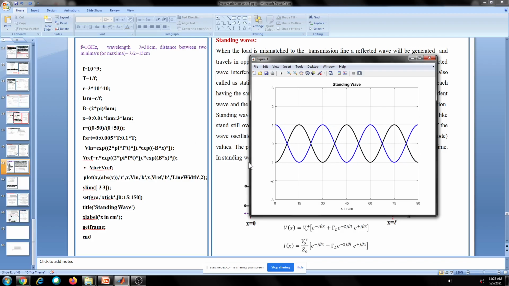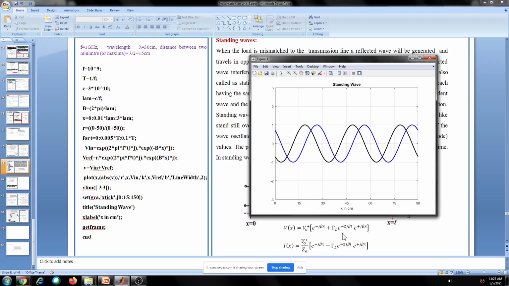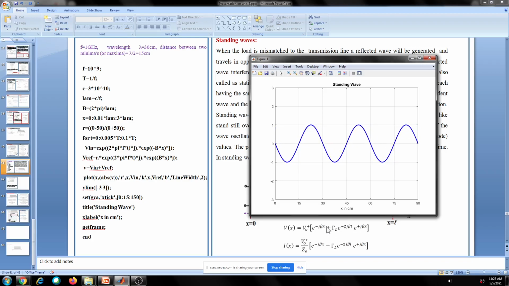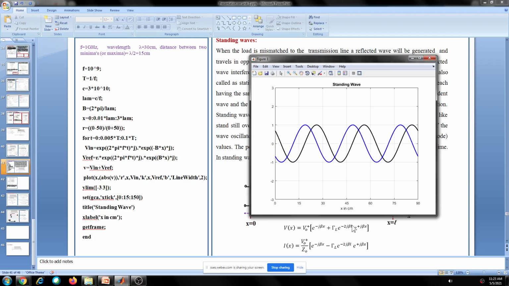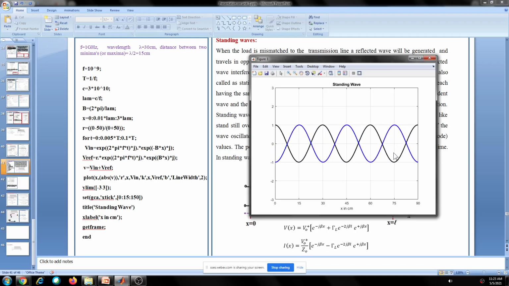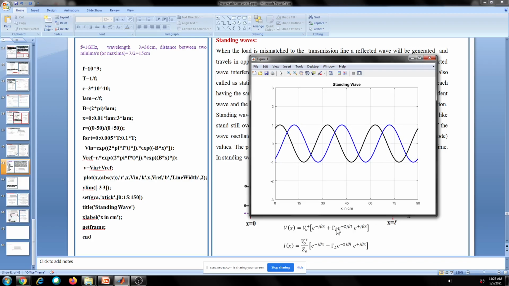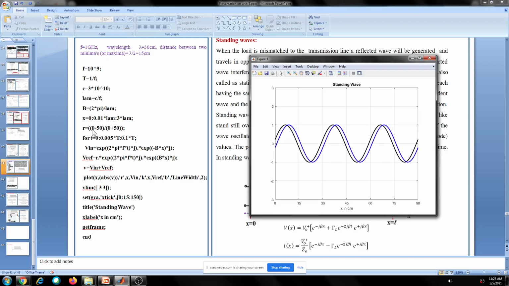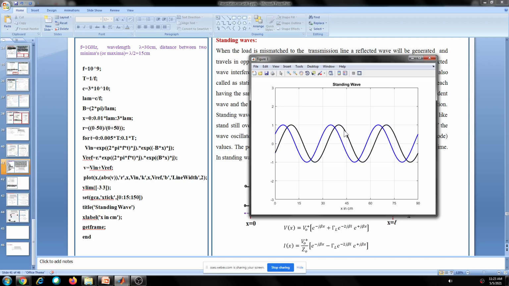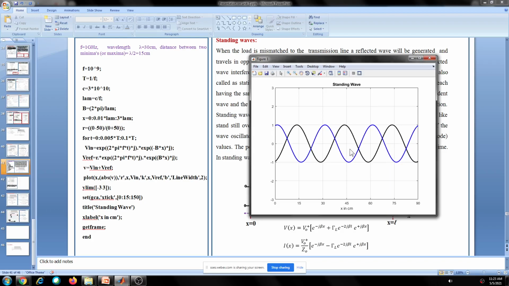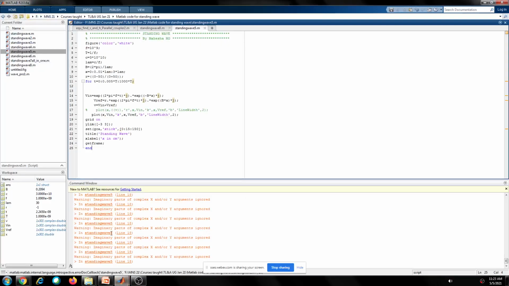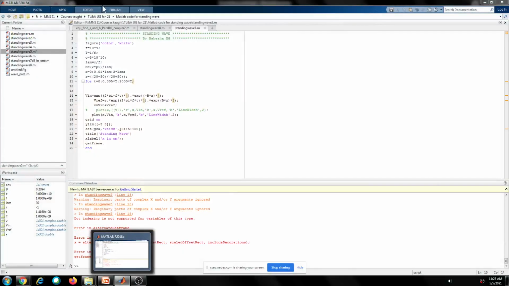I have implemented this same equation in MATLAB. The voltage equation is the addition of the incident and reflected waves. I am showing the two waves separately, moving in opposite directions. Because ZL is 0, both waves are equal in amplitude. But if, instead of 0, I take Z0 as 50 and ZL as 20, then see here.